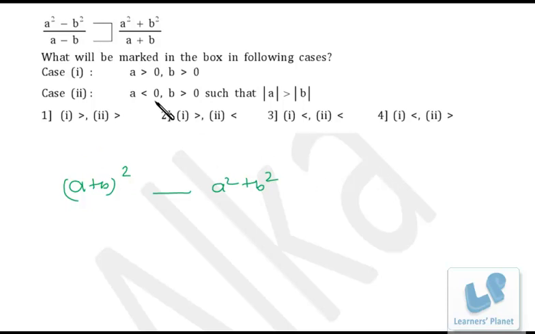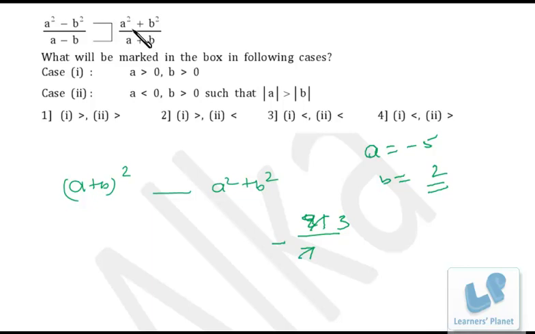Now in the second case, when A is less than 0 and B is greater than 0 and modulus of A is greater than modulus of B, that means we cannot go for the cross multiplication over here. Be very careful. So what we can do, we can assume the values of A and B, keeping in mind that modulus of A should be greater than modulus of B. Suppose A is minus 5 and say B is 2, right? Now A square minus B square, that is 25 minus 4, so that's 21, and A minus B, that is minus 5 minus 2, that is minus 7, so it's actually minus 3, this expression.